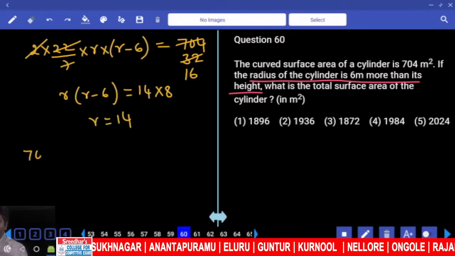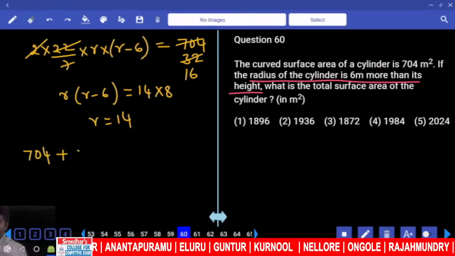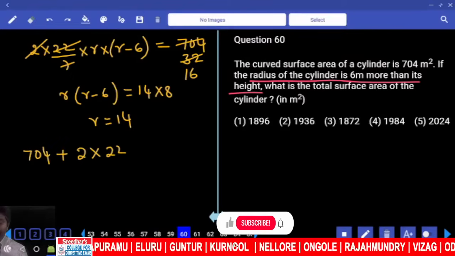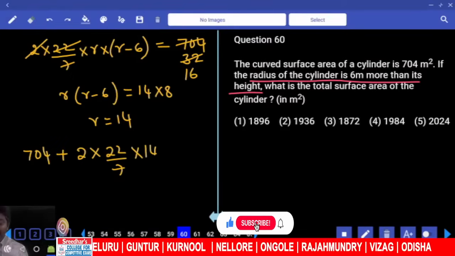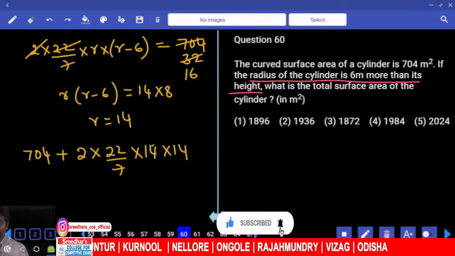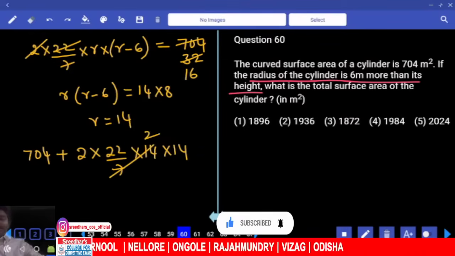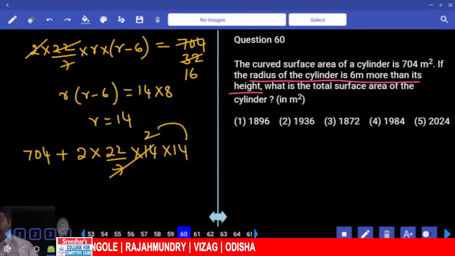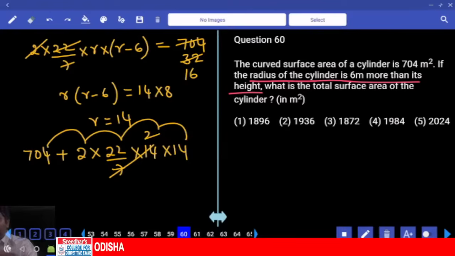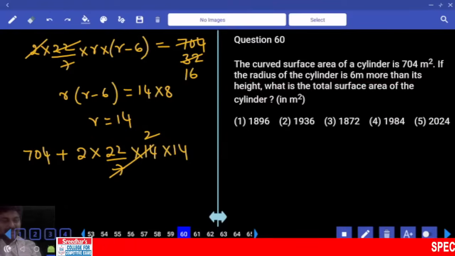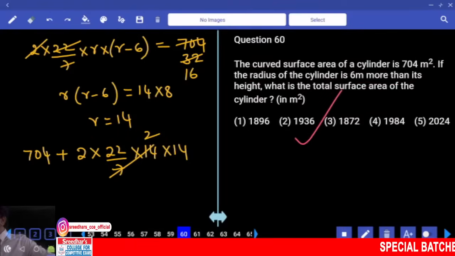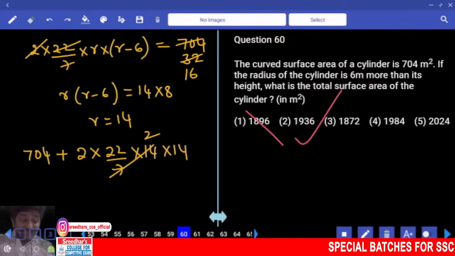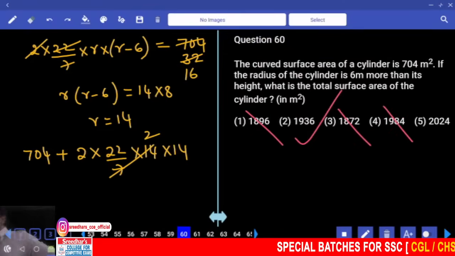So, curved surface area 704 plus 2 pi r square, 14 into 14, 7, 2 times, correct? 4 into 2, 8, 8 into 2, 6, 6 into 2, 2, 2 plus 4, answer ends with, how many are there? Only one. Already first, third, fourth, eliminated.